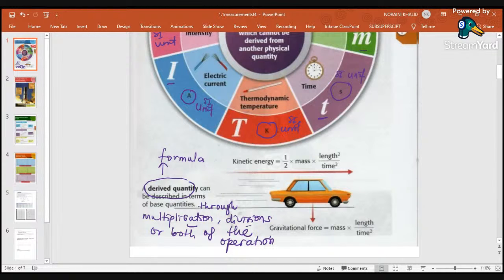Example, kinetic energy. Okay, you can see it is combined by multiplication and division of mass, length, time. So kinetic energy is example of derived quantity. Gravitational force, mass times length divided by time squared. So it's a combination of physical quantity. So it means kinetic energy and gravitational force are example of derived quantity. Okay.